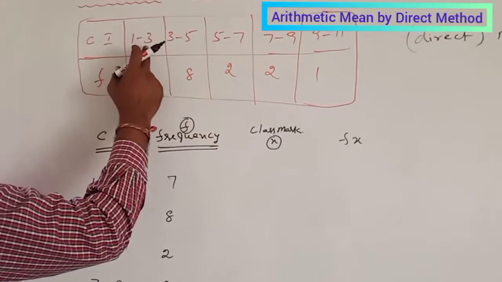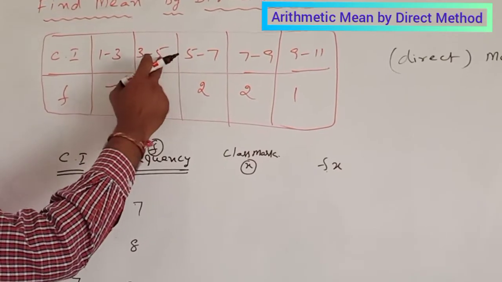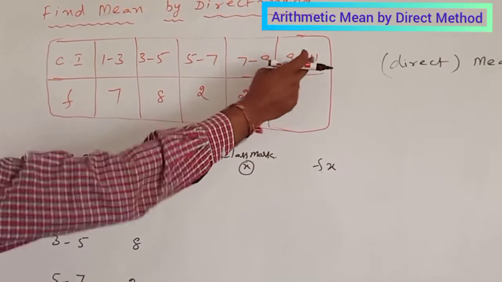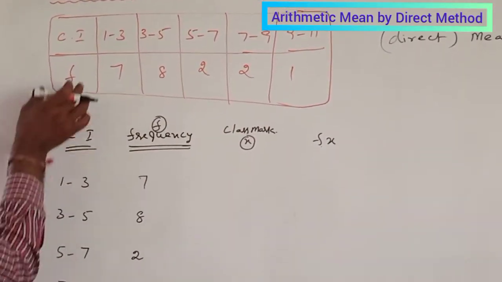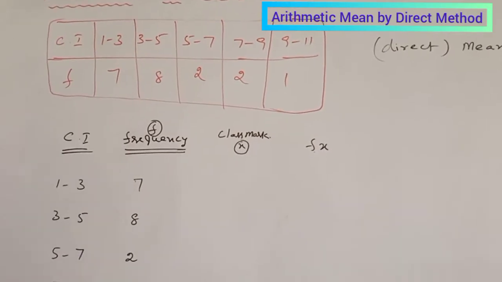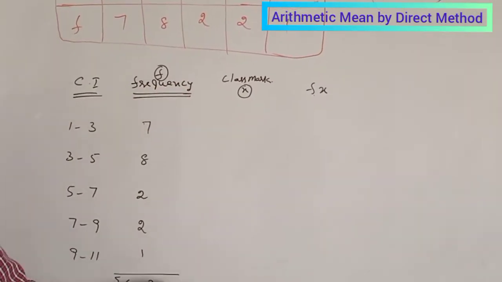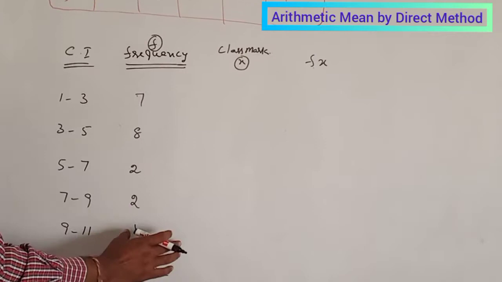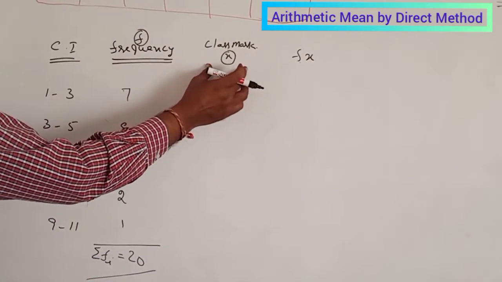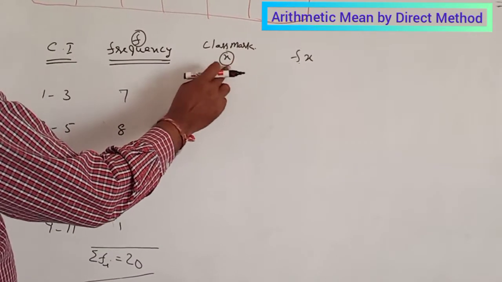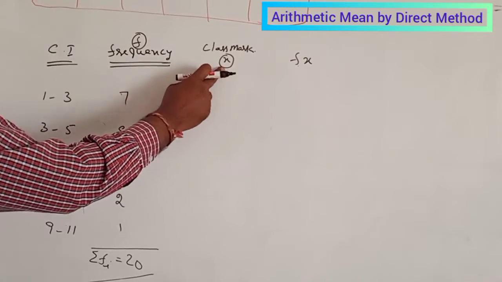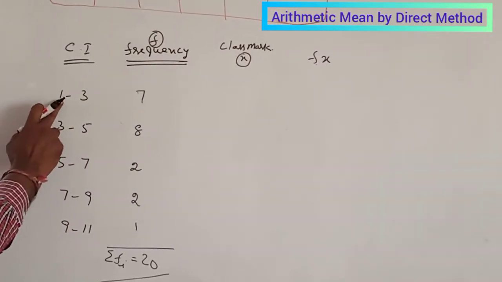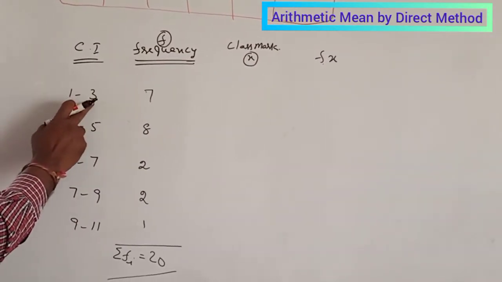So the class intervals are 1-3, 3-5, 5-7, 7-9, 9-11, and there is the frequency. First column, write the class interval, next column frequency, and next the class mark. Class mark is denoted by x. How to find the class mark? Average of the lower and upper limits.